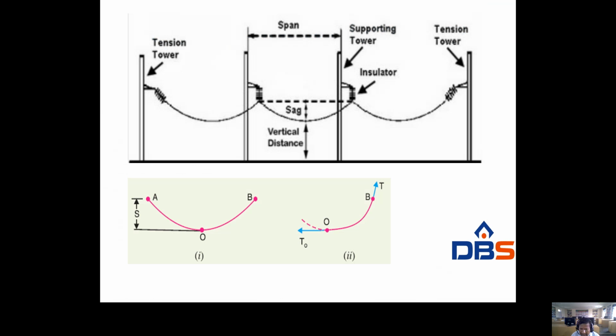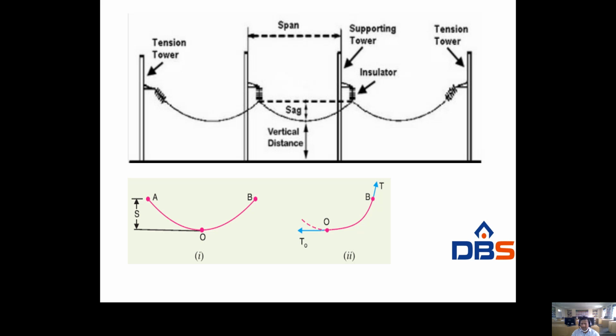So these are the two poles, the span between the two poles, and the conductor is connected straight. Because we have to provide some safe tension to the conductor, that's why we have to give some dip. This is the dip. That means the conductor is connected between two poles having some dip. So the difference between the original level of the conductor and the actual level of the conductor is nothing but sag.